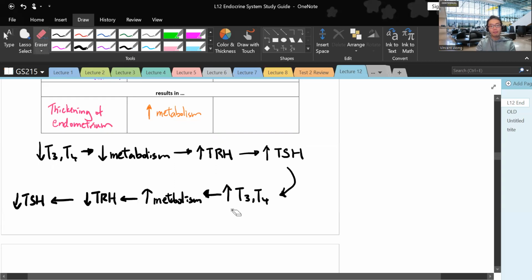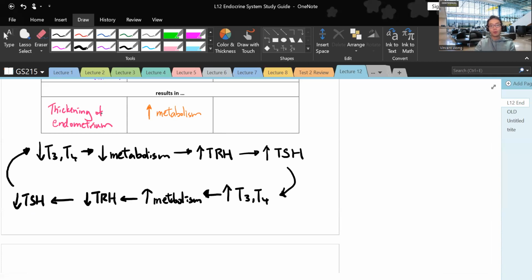So after you have the homeostatic level of T3, T4, you need to lower it. So when you lower the TRH, when you lower the TSH, then you would lower the T3, T4, right? So when the T3, T4 goes back down, right, to a level that's too low, then the whole thing begins again.